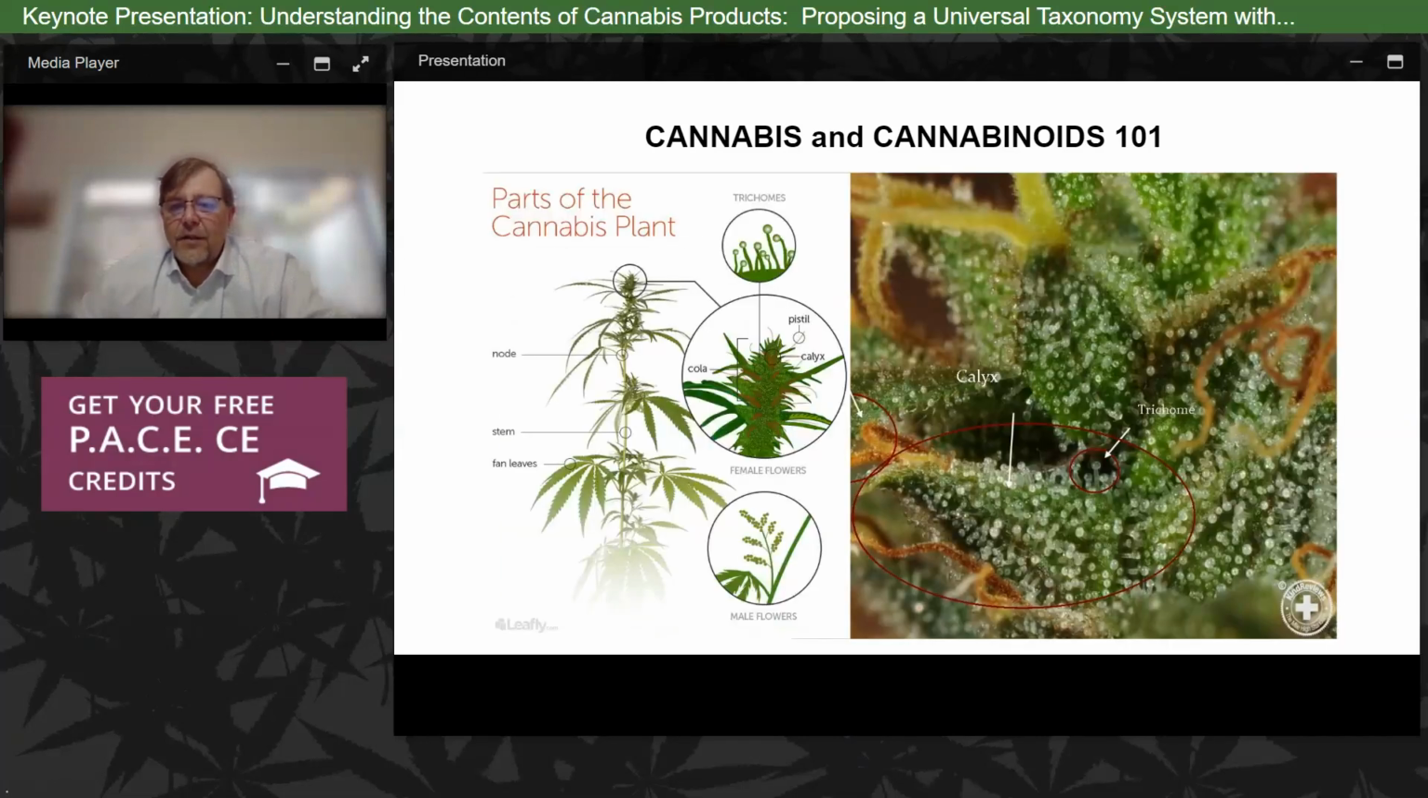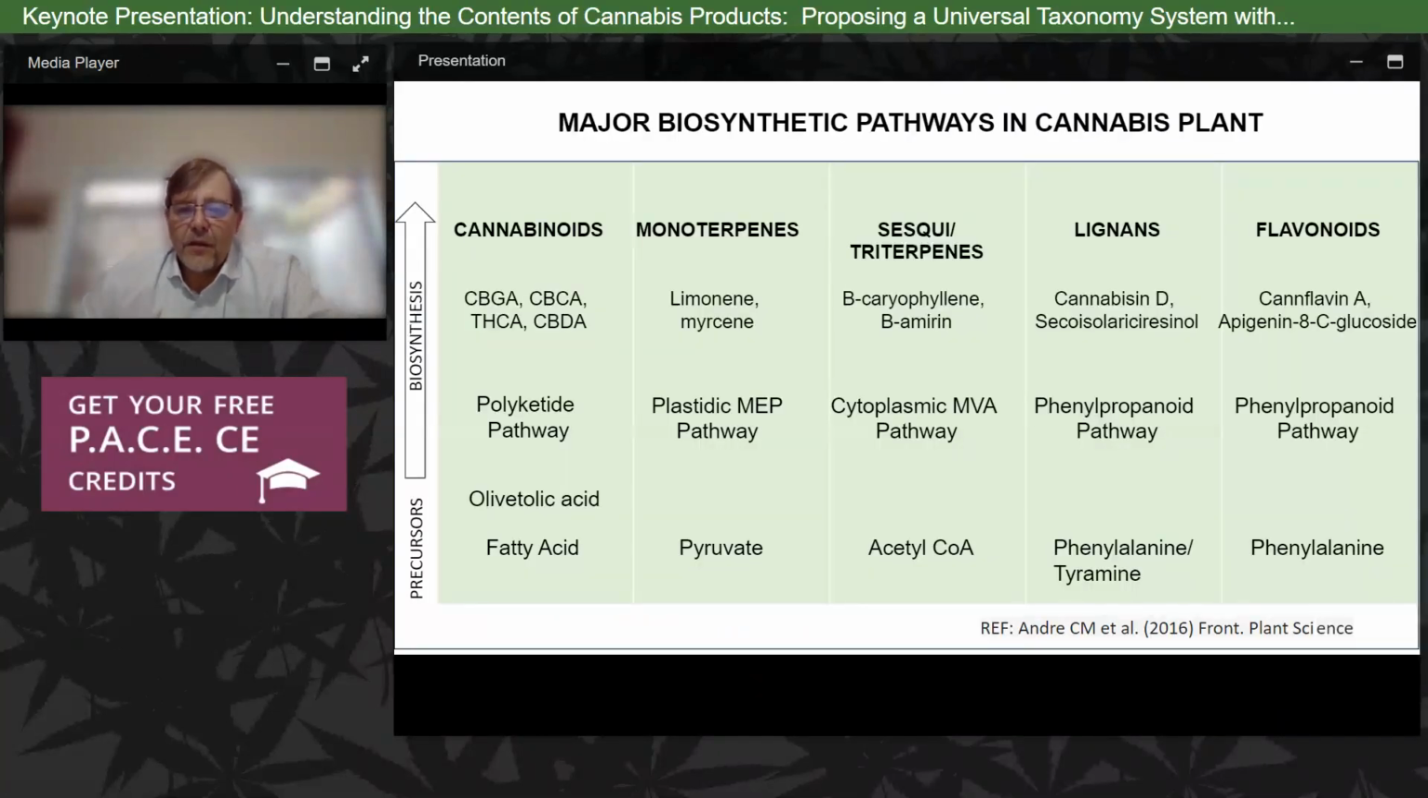Now, cannabis is a complex plant, and cannabinoids are produced on the tips of the trichomes, these translucent looking structures that are typically densely covering the flowers of the cannabis plant. And cannabis plant synthesizes cannabinoids. It synthesizes terpenes such as monoterpenes and sesquiterpenes. It also synthesizes lignans and flavonoids.